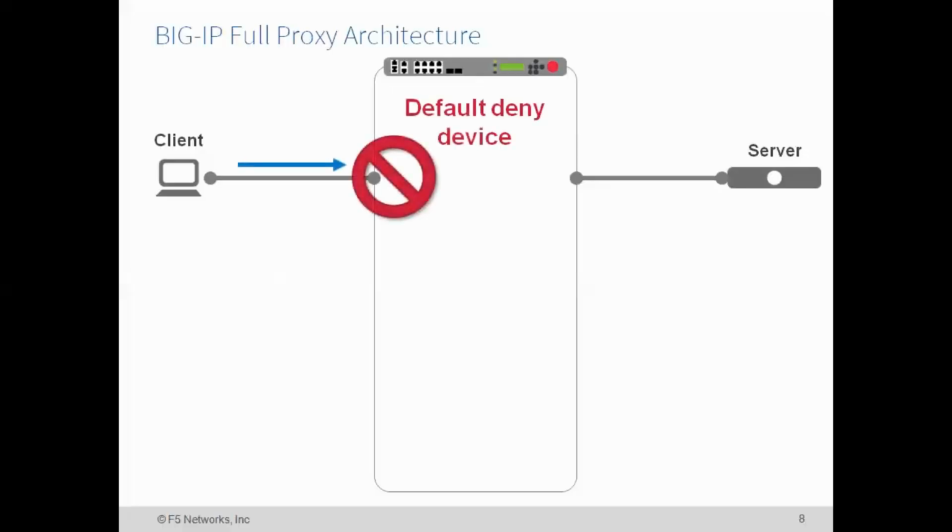So by default, the BIG-IP is the default deny device. If you know about the firewall, any traffic that goes to the firewall, it will deny it. Similar way it goes with the F5 devices. They are the default deny device. They reject or drop all the traffic which hits on it. Okay.